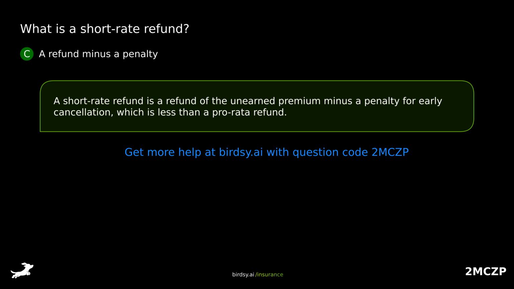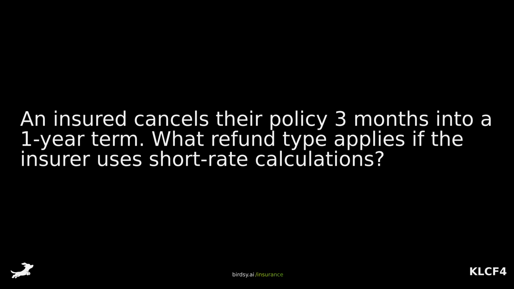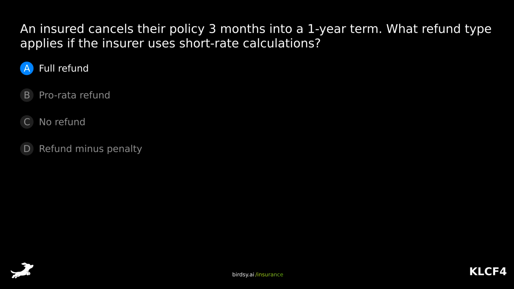A short rate refund is a refund of the unearned premium minus a penalty for early cancellation, which is less than a pro rata refund. An insured cancels their policy 3 months into a 1-year term. What refund type applies if the insurer uses short rate calculations? Is it A, full refund, B, pro rata refund, C, no refund, or D, refund minus penalty? The answer is D, refund minus penalty.